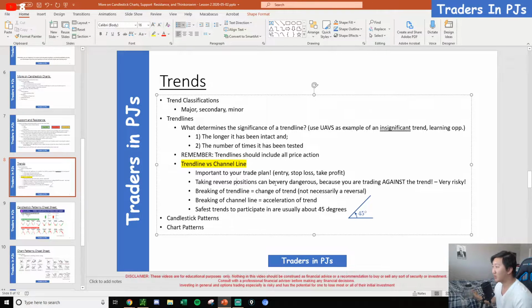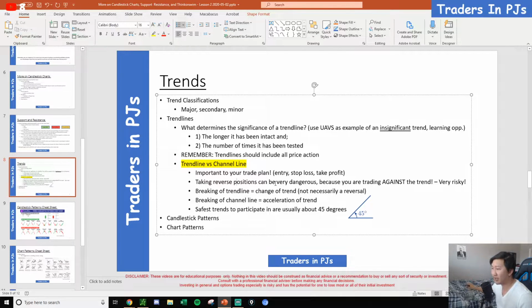Taking reversal positions can be dangerous, but you can do that. Like you can see, oh, it's going to bounce off the channel line. Let me change my position and take the other way. I do not recommend doing that. You're trading against the trend. It is very risky, but some people do it. Just do it with very small amounts of capital.